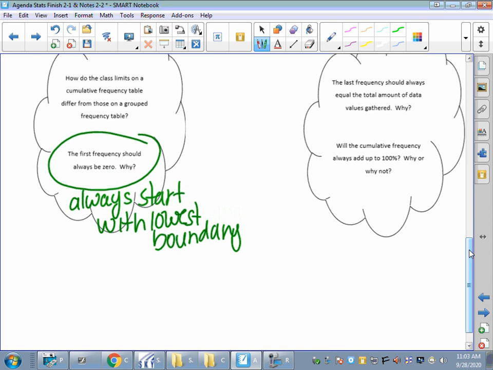The last frequency should always equal the total amount of data values. Why is that? Because you're counting up, right? This is always going to be cumulative, so you're always adding.